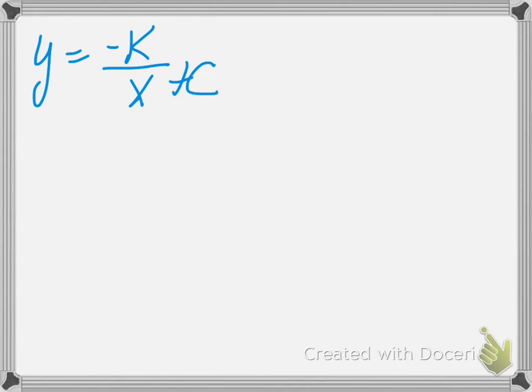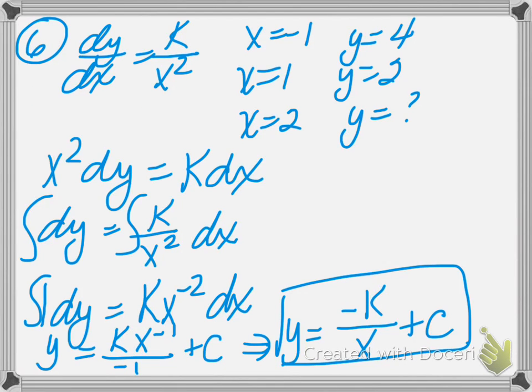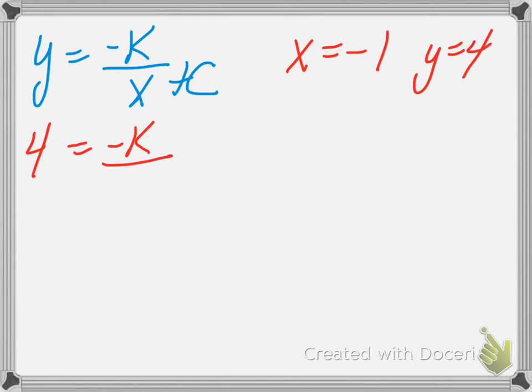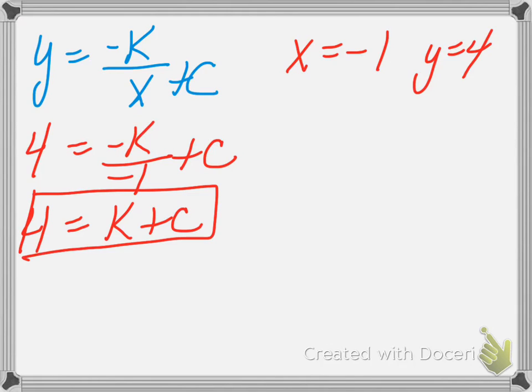Okay, so we were given a bunch of information. Let's go back and look at that. So the first piece of information that we were given was that when x equals negative 1, y equals 4. Okay, so I'm going to substitute those values into here, and I'm going to get 4 equals negative k over negative 1 plus c. That gives me 4 equals positive k plus c. I'm just going to box that for right now.